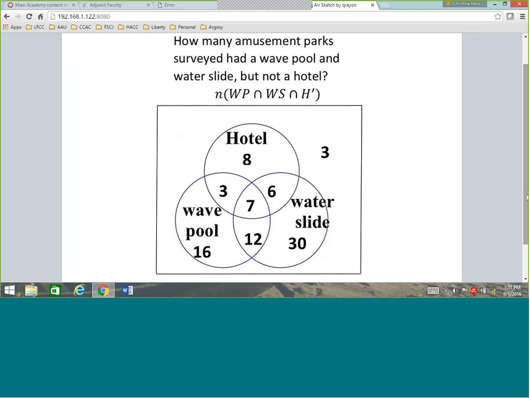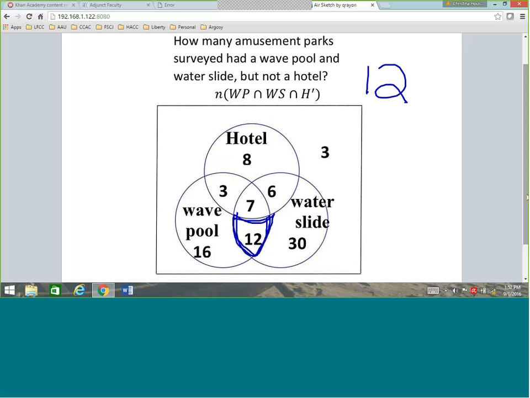Okay, another question. How many amusement parks surveyed had a wave pool and a water slide, but not a hotel? So wave pool and a water slide means it's here, but not a hotel means it does not include that 7. So that would be just this piece right here. That's the part that's an overlap between a wave pool and a water slide circle, but still outside the hotel circle. So that would be 12.